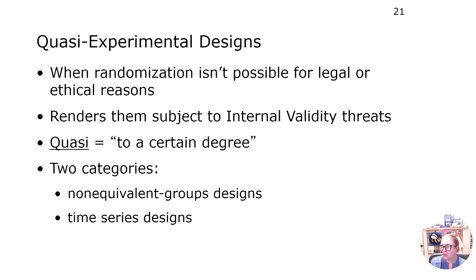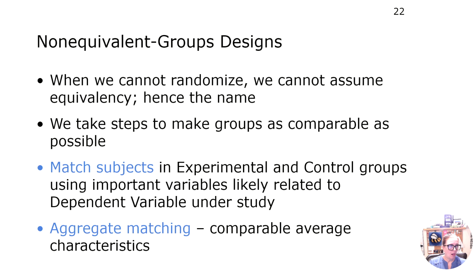So sometimes we look at what's called a quasi-experiment, right? Quasi means to a certain degree, so to a certain degree it's an experiment. We might look at non-equivalent groups or time series designs. So a non-equivalent group is when we can't randomize, okay? So basically this is like matching your subjects. I have a group that's received some treatment and a group that hasn't, and I'm going to pair subjects based on demographics or whatever key characteristics are important.